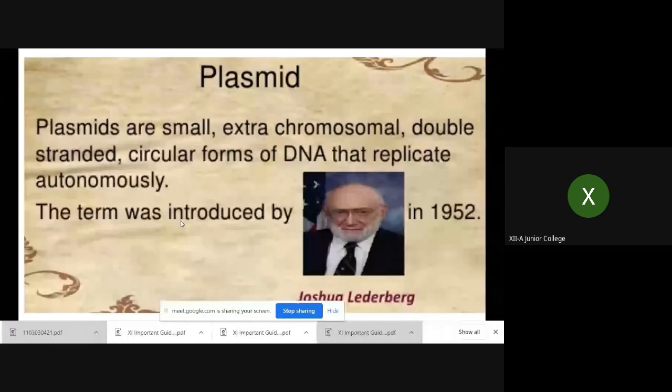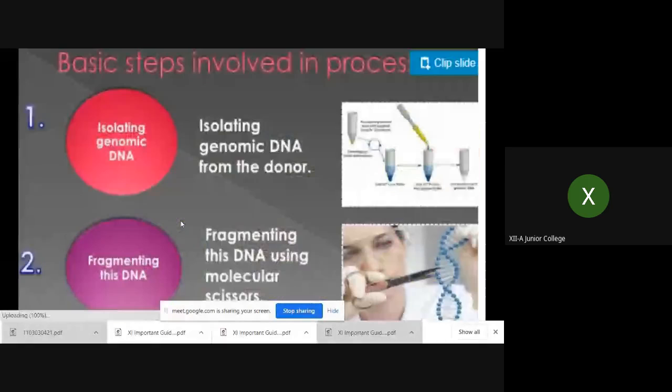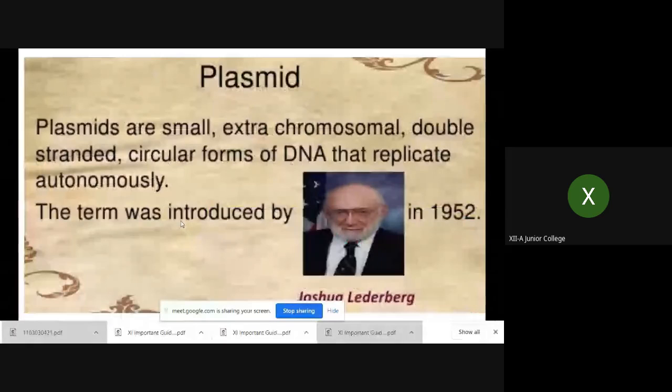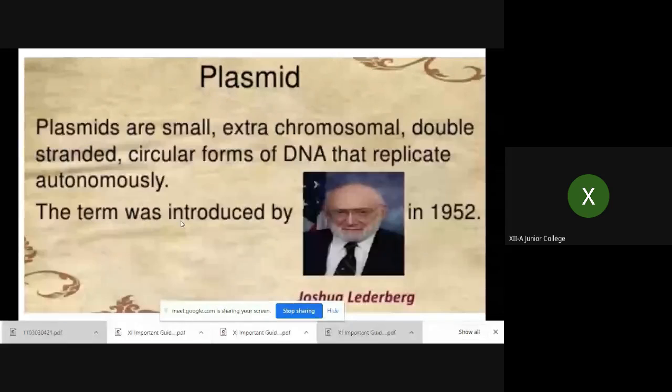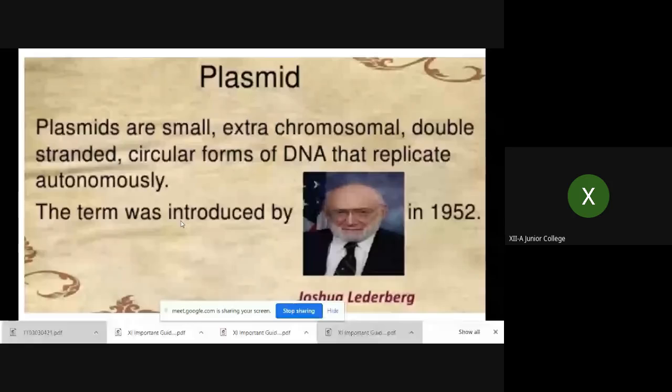Plasmids. Now what are plasmids? First of all, this term was introduced by Lederberg in 1952. And what are plasmids? These are small, extra chromosomal, double-stranded structures, and they have their own capacity of replication. So they are nothing but extra chromosomal material.